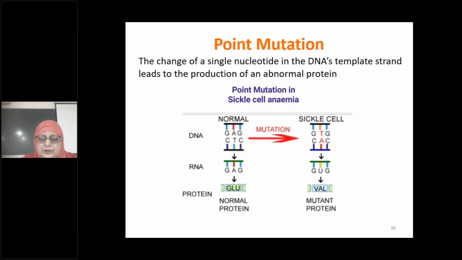Now coming to what are the diseases that may arise as a result of this substitution? Again, here we are taking an example of sickle cell anemia, where you can see the codon GAG, the A is being substituted with T. GAG codes for glutamic acid, and it is being replaced by valine. So this GUG is coding for valine. There is a change in a single amino acid because of a change in a single base. So the change of a single nucleotide in the DNA's template strand leads to production of an abnormal protein.